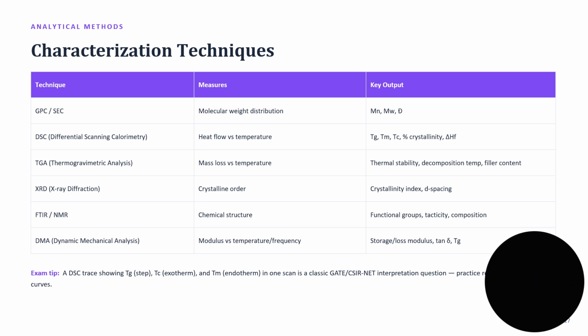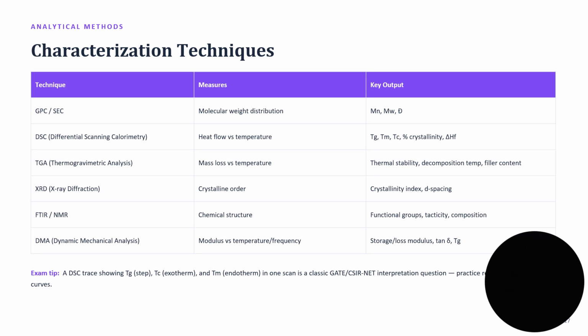XRD, X-ray diffraction, probes crystalline order, giving you crystallinity index and d-spacing values. FTIR and NMR spectroscopy reveal chemical structure, functional groups, tacticity, and copolymer composition. And DMA, dynamic mechanical analysis, measures modulus as a function of temperature or frequency, giving you storage modulus, loss modulus, the ratio tan delta, and yet another way to pin down Tg.